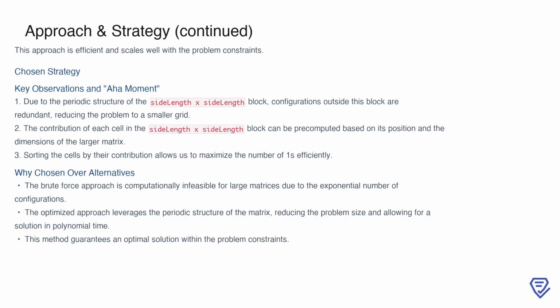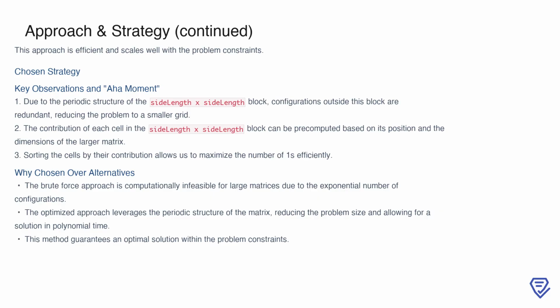The core idea revolves around leveraging the periodic structure of the sidelength x sidelength block. The critical observations here include recognizing that configurations outside this block are redundant, reducing the problem to operations on a smaller grid. Furthermore, the contribution of each cell can be pre-computed, which simplifies the process of identifying the most valuable cells. Sorting these cells by their contribution ensures that we maximize the number of ones in the final configuration.